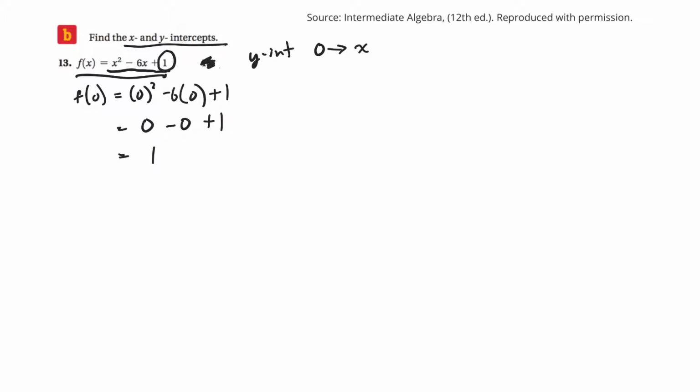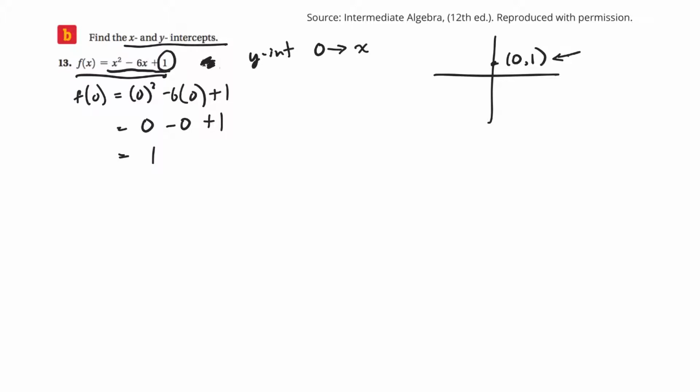And I guess if we plot that, the y-intercept is right there, at 1. And that point would be a 0 value for x and a 1 value for y. That's probably the proper way to write a y-intercept.